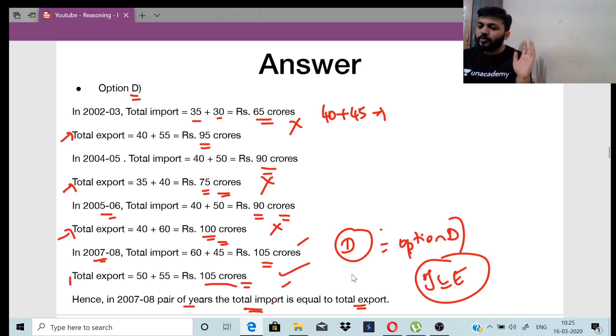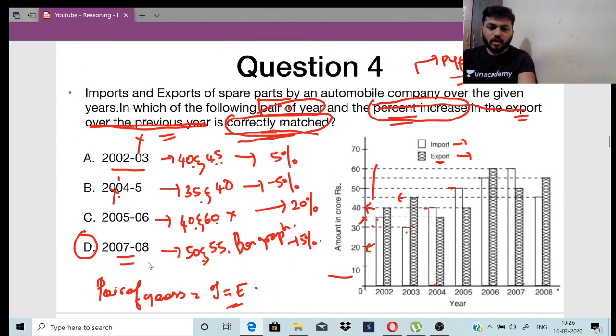In normal export ratio or in the production ratio, export is equal to import is called as pair of years. मतलब दोनों में same है, right? Okay, दोनों में same है. So it is option D. Understood, Subhajit? Okay, pair of years correctly matched. इन दोनों words को देखो ध्यान से. Okay, so it is I is equal to E.